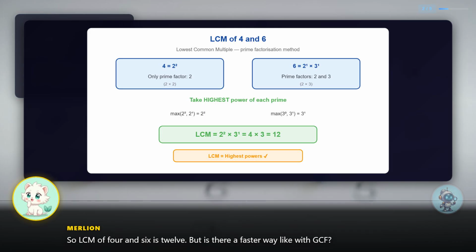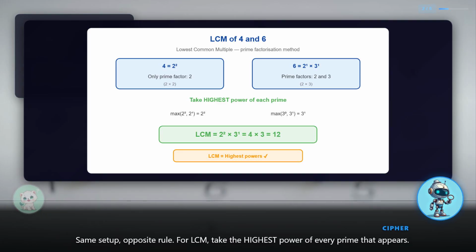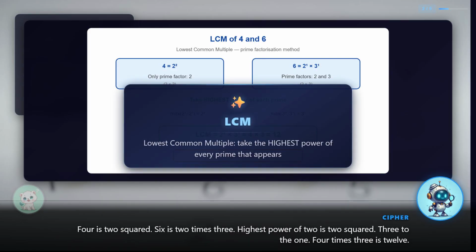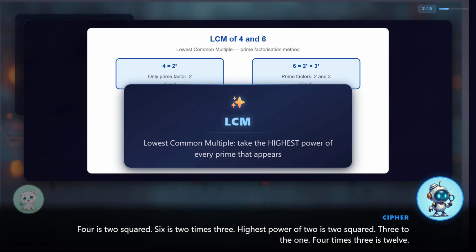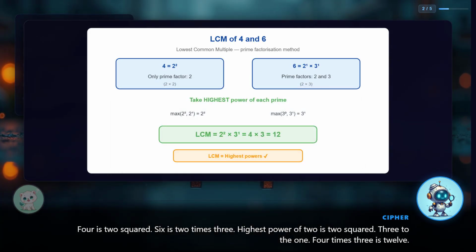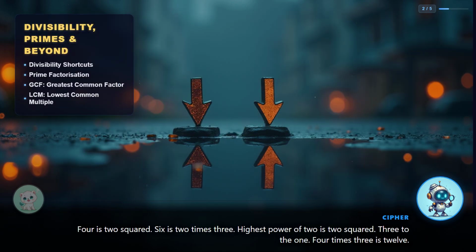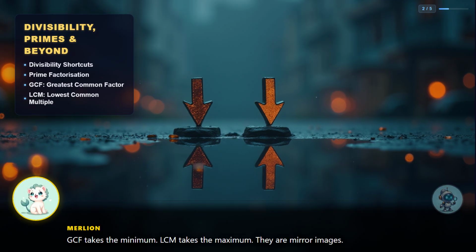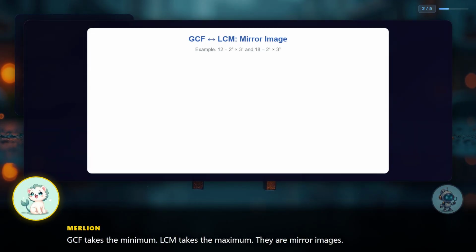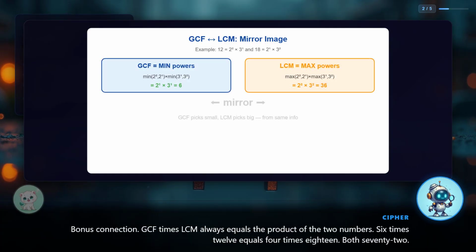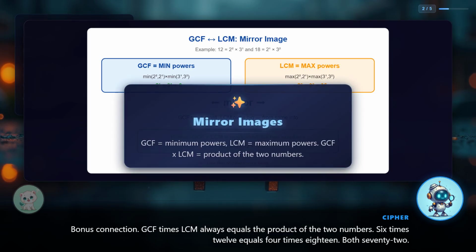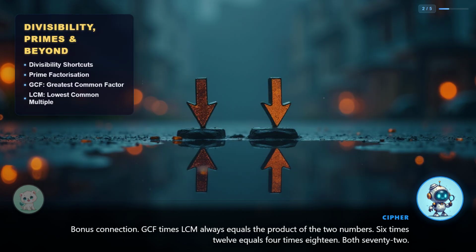But is there a faster way like with GCF? Same setup, opposite rule. For LCM, take the highest power of every prime that appears. 4 is 2 squared. 6 is 2 times 3. Highest power of 2 is 2 squared, 3 to the 1. 4 times 3 is 12. GCF takes the minimum. LCM takes the maximum. They are mirror images. Bonus connection. GCF times LCM always equals the product of the two numbers. 6 times 12 equals 4 times 18, both 72.